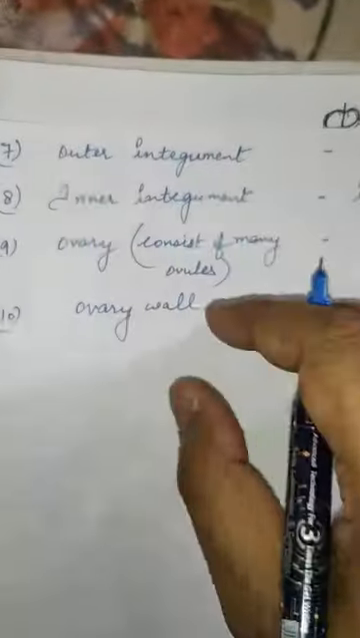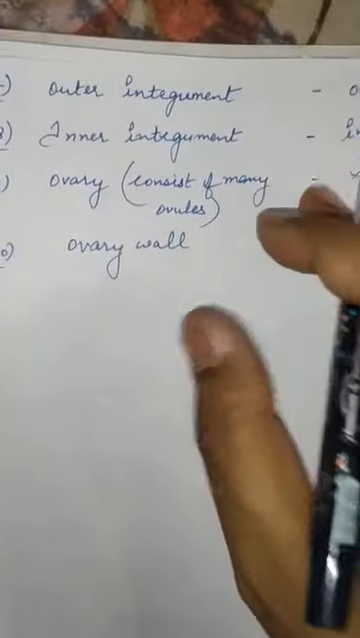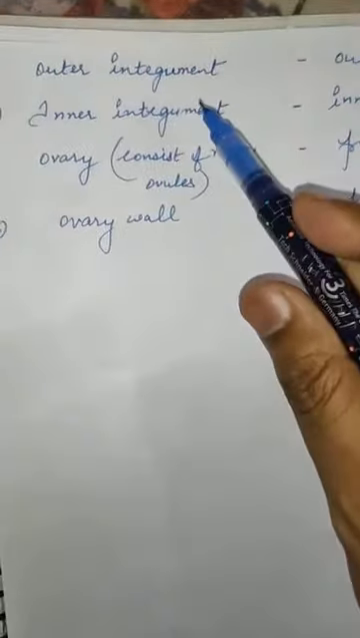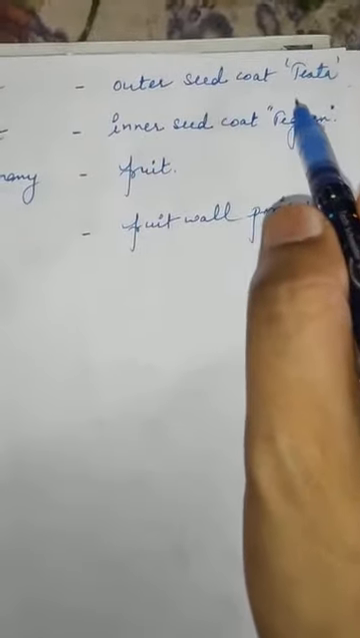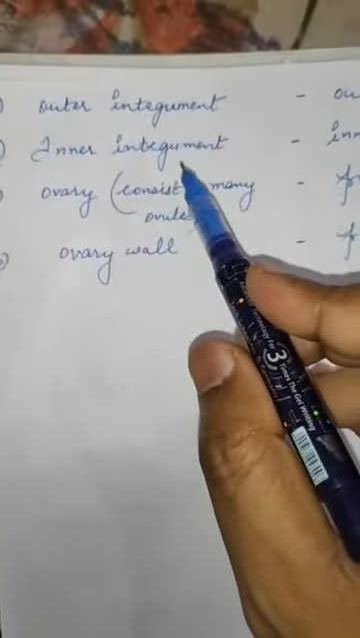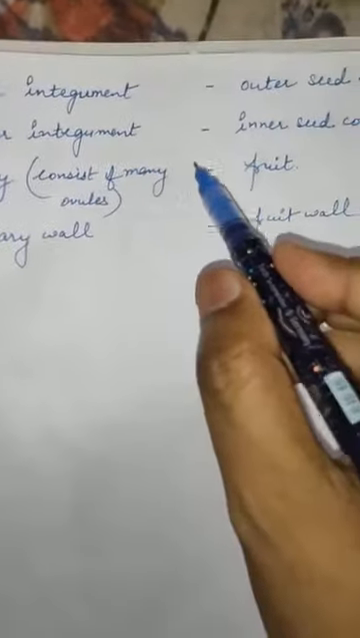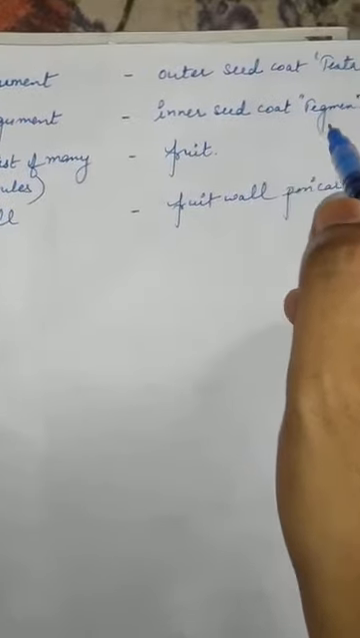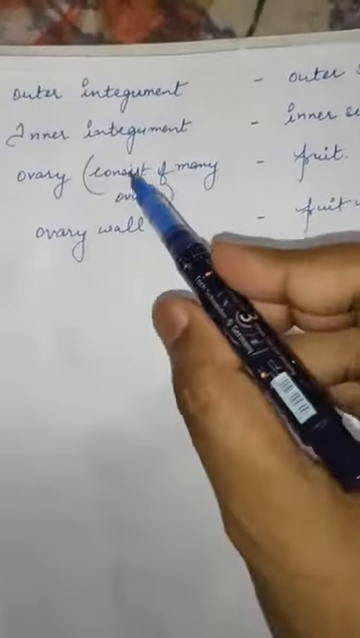Outer integument, right? The outer integument will form the outer seed coat, the testa. And the inner integument will form the inner seed coat, that is the tegmen.